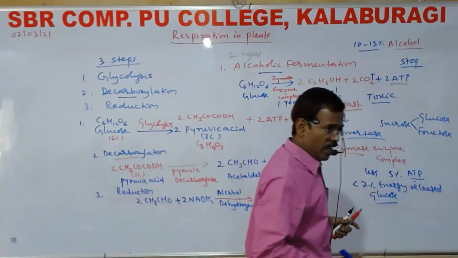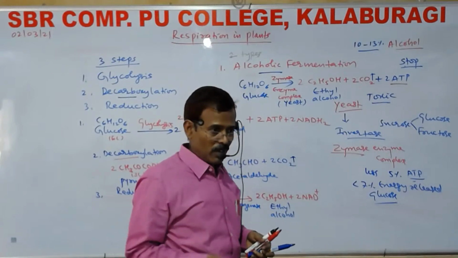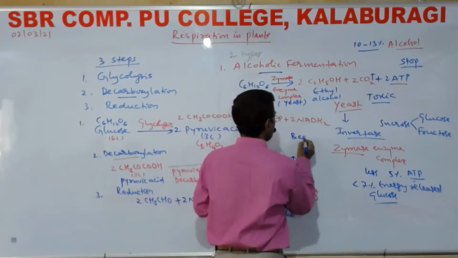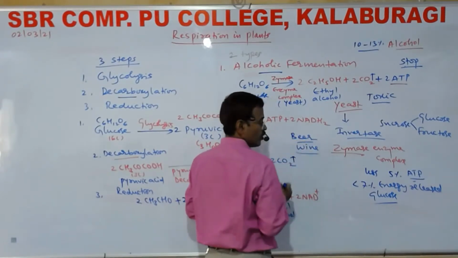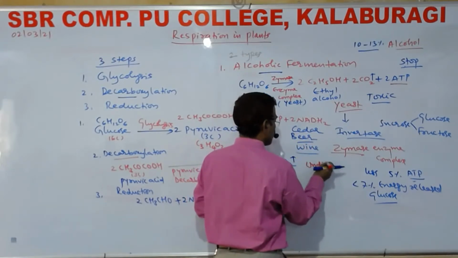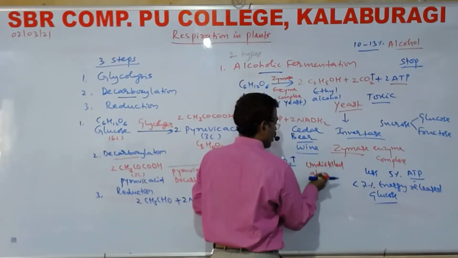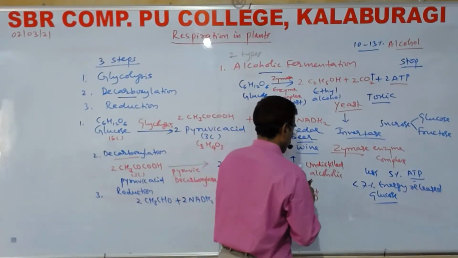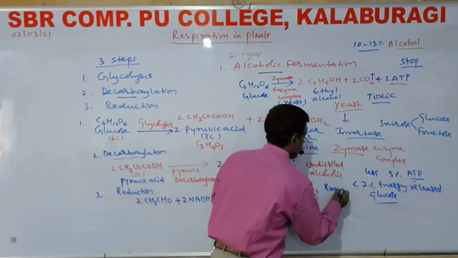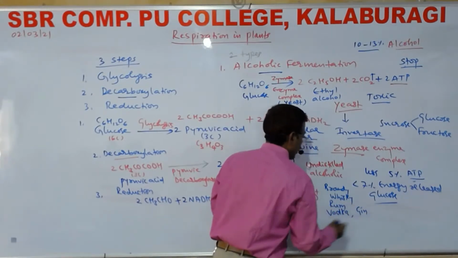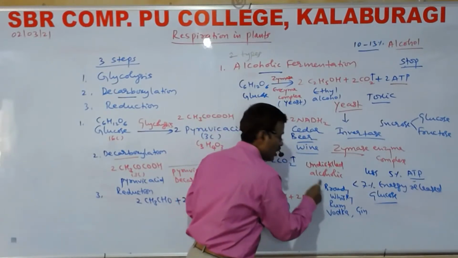Now, as I mentioned earlier, we have other alcoholic beverages. Beer, wine, cider, these are all undistilled alcoholic beverages. Whereas brandy, whiskey, rum, vodka, gin, etc. are all distilled alcoholic beverages.